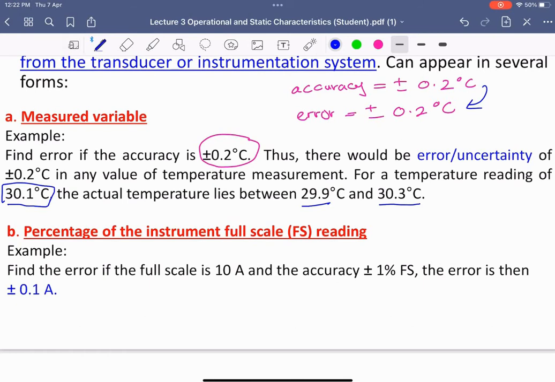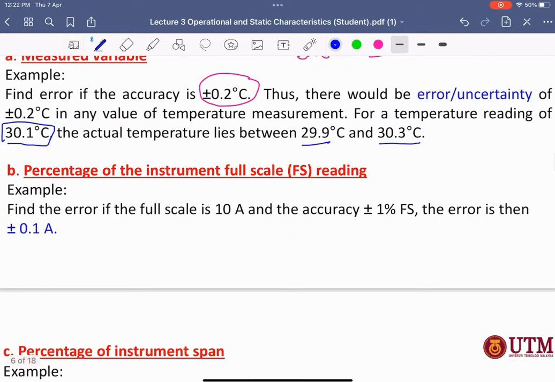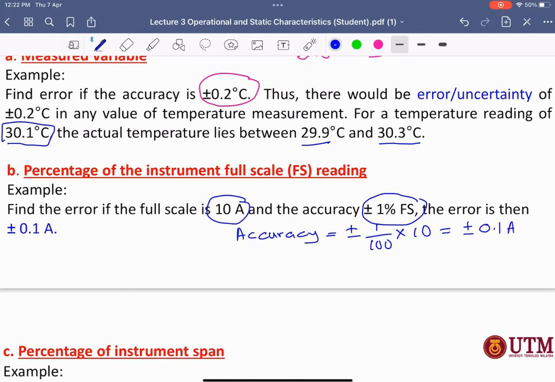Some data sheets also show you plus or minus full scale. So in this case you need to know the maximum range, and from that you can find the error. The accuracy equals plus or minus 1 over 100 times the full scale over 10. You will get plus or minus 0.1 ampere, so that means your error, after you get the unit, is 0.1 ampere.